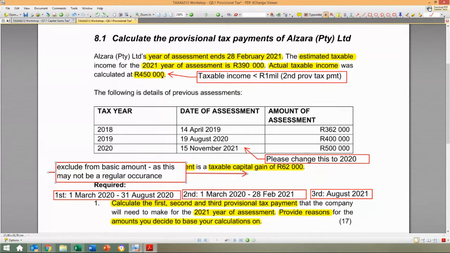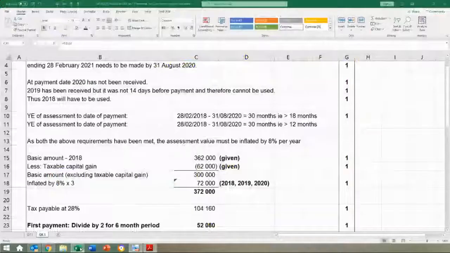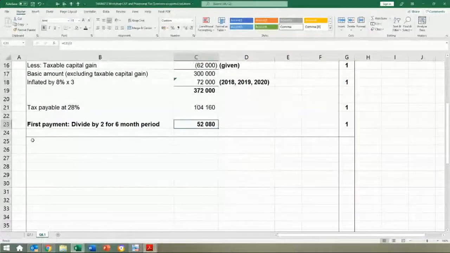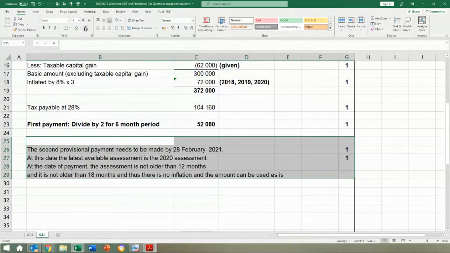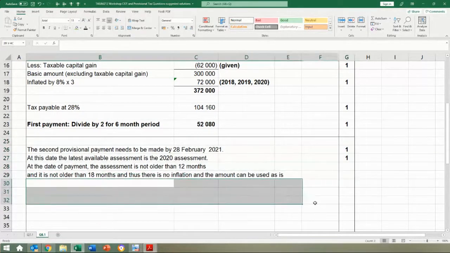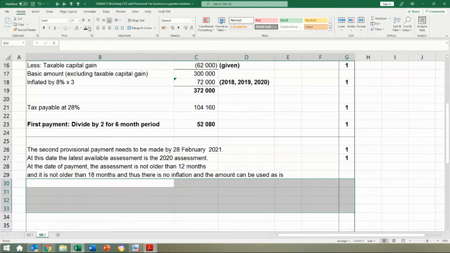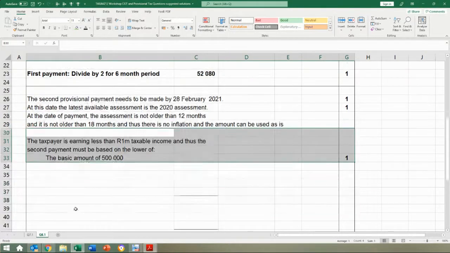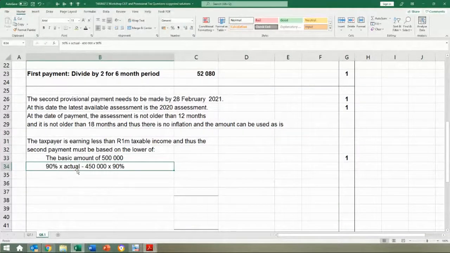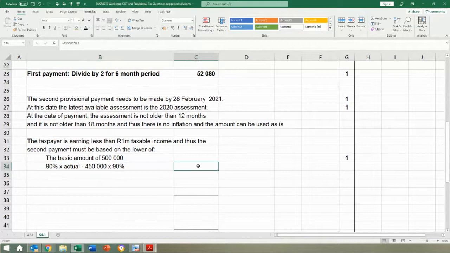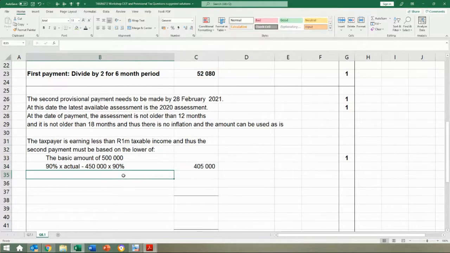Now, because our actual taxable income is less than 1 million, we will apply the following tax rules. When it's less than 1 million, it's 90% of the actual, or the basic amount, whichever one is the lower of the two, you can apply. So the basic amount is 500,000, and 90% of the actual 450,000 gives us an amount of 405,000.